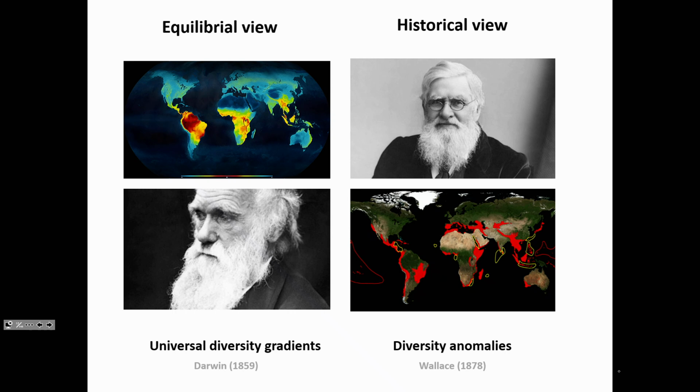However, it was already Wallace who pointed out the existence of diversity anomalies. One of the famous discoveries that Wallace made was the existence of Wallace's line, which divides very different faunas and floras within similar environmental conditions, right? So there is an abrupt shift in the composition of the biotas, which cannot be explained environmentally, but is because of the history of the region, because of the sea level fluctuations.